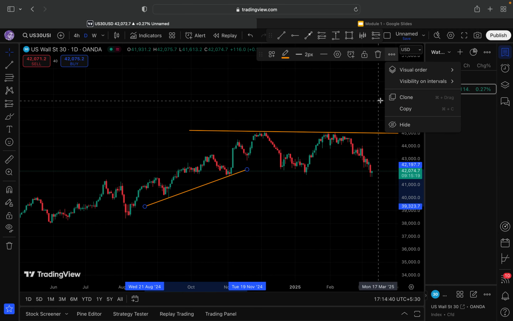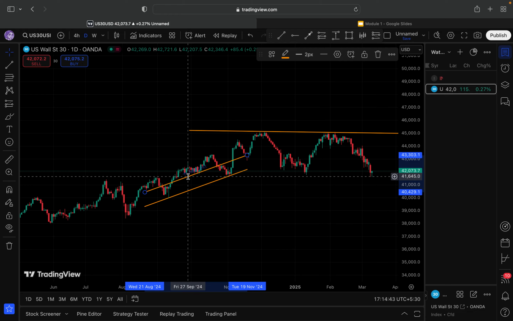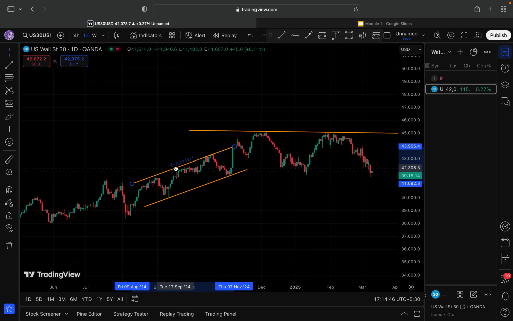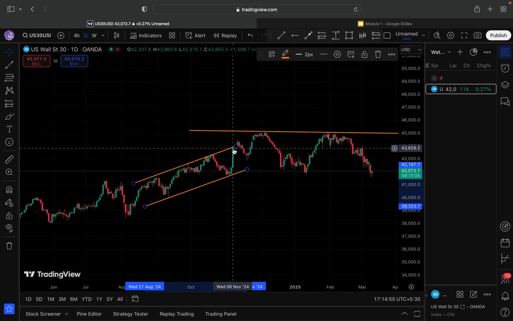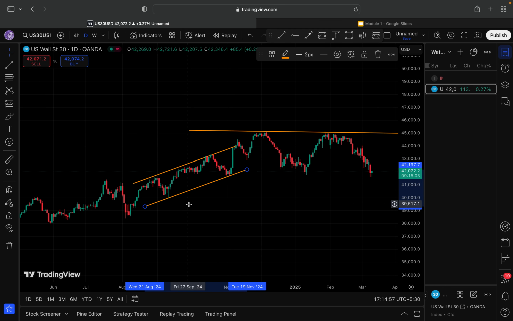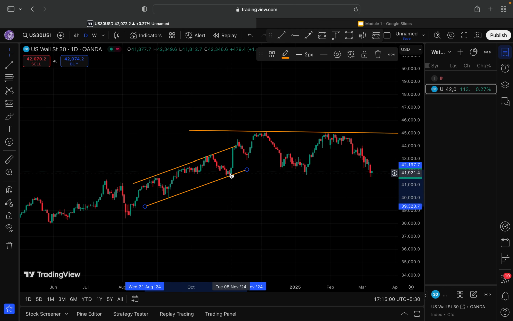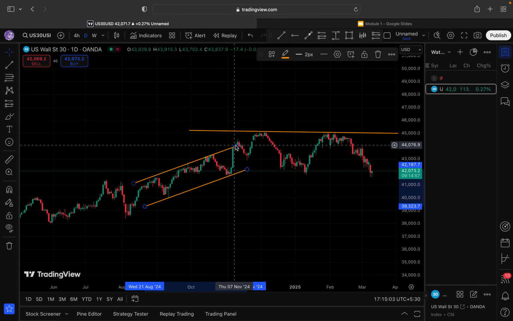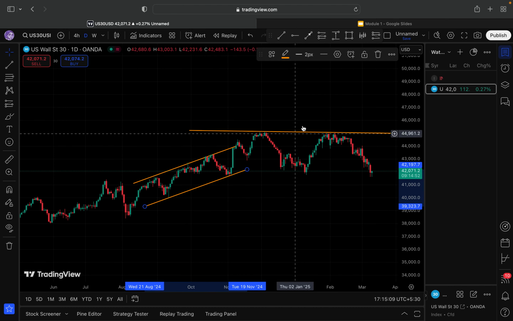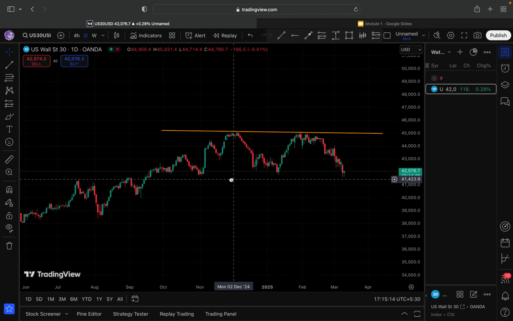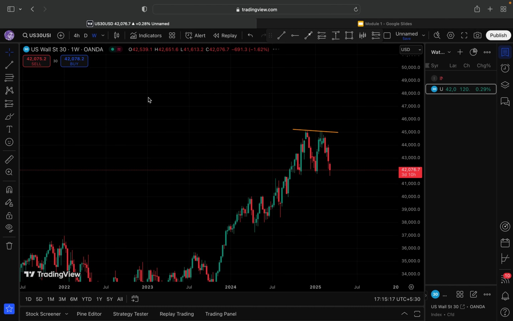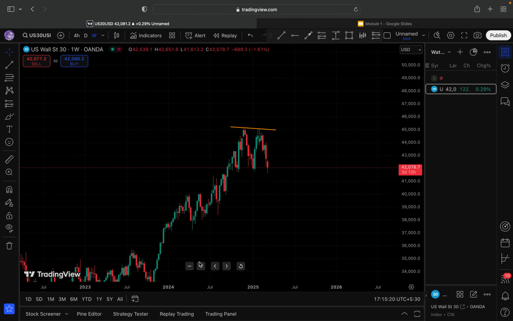And you clone it. You see the second touch? See when price pumped? That was during the election period. The election, sorry, price pumped. So let's clear this and move over to the next slide. Let's go over to the next slide.